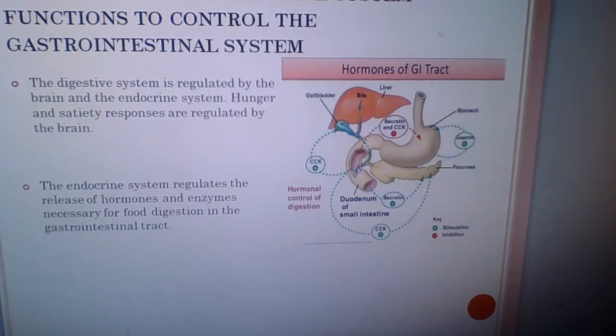Okay, how does the endocrine system function to control the gastrointestinal system? The digestive system is regulated by the brain and the endocrine system; hunger and satiety responses are regulated by the brain. The endocrine system regulates the release of hormones and enzymes necessary for food digestion in the gastrointestinal tract.